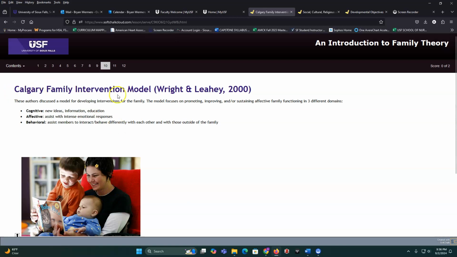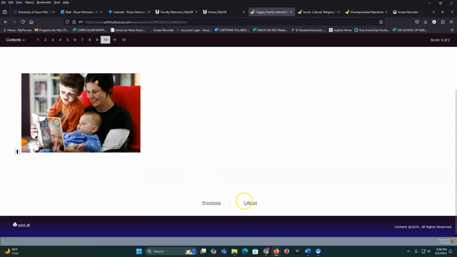So family integration model or intervention model. So think about the cognitive things. What's the education behind this? What's the thought process behind this? Then look at what's the emotional responses. How are you going to care for those? And how, are they lashing out? Are they frustrated? Are they sad? Or, all those different things. And then behavioral. Think about how they're going to interact and behave with each other and those outside of the family.